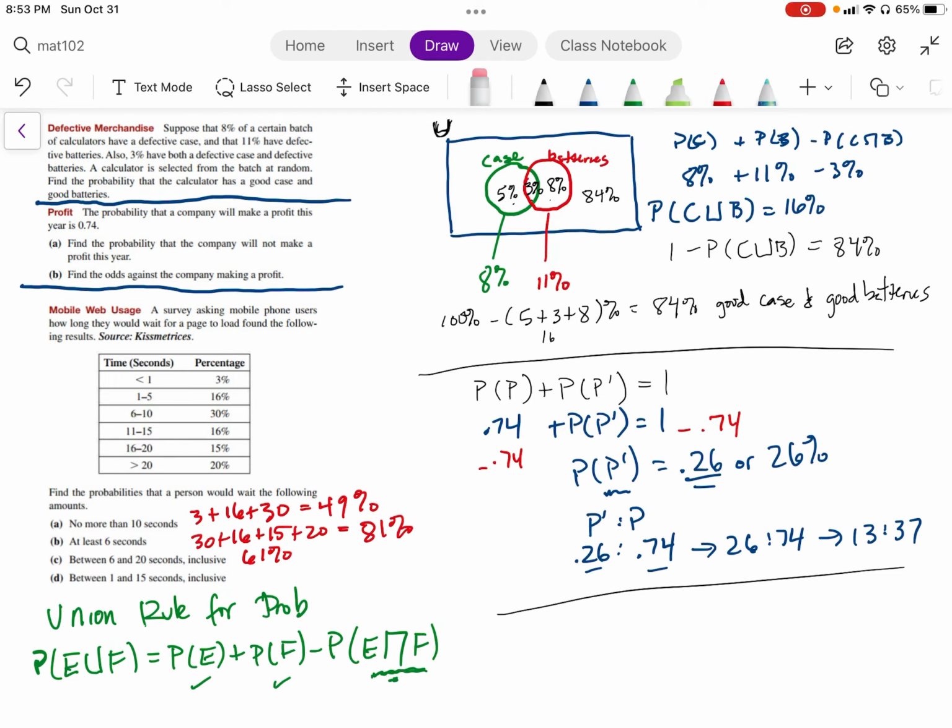And between 1 and 15 inclusive. So between 1 and 15, so we're not counting less than 1. Okay. So that would be 62%. 16 and 30 and 16, 62%, or 0.62, depending how they want the answer. Typically, my suggestion, if it's listed as a percent, your answer should be listed as a percent. If it's listed as decimals, like here, then your answer should probably be decimals as there.